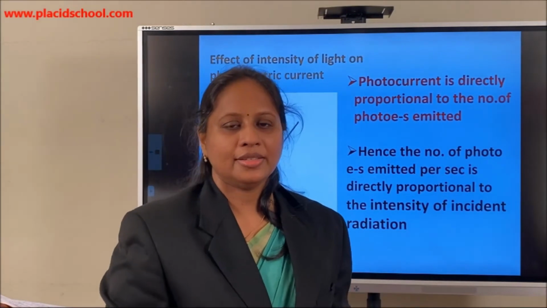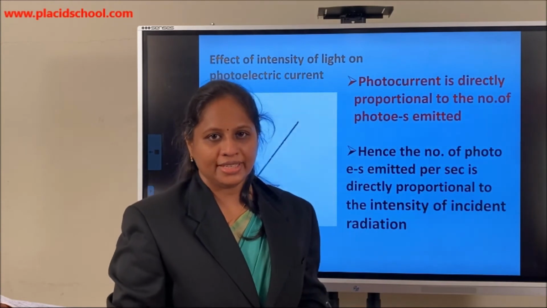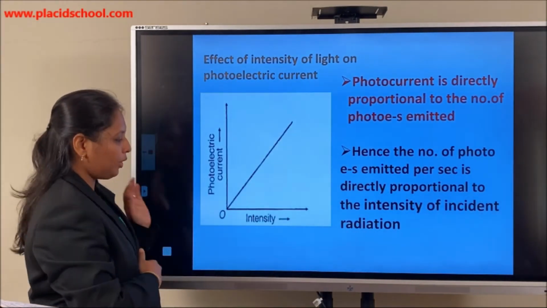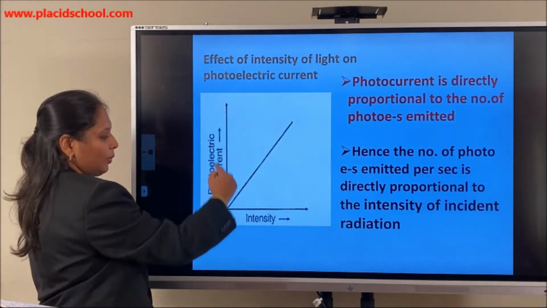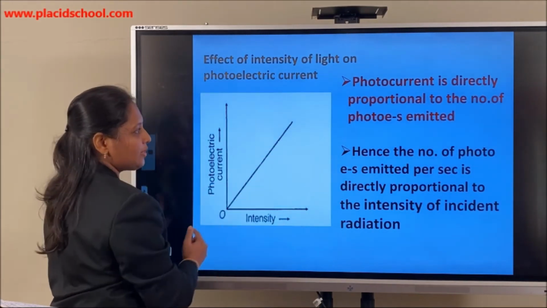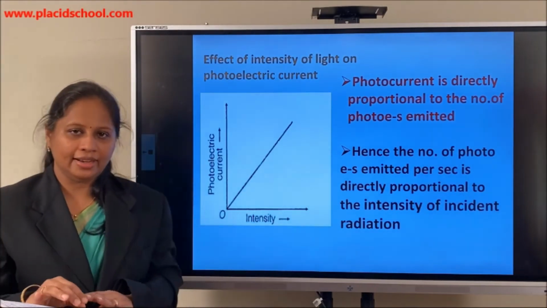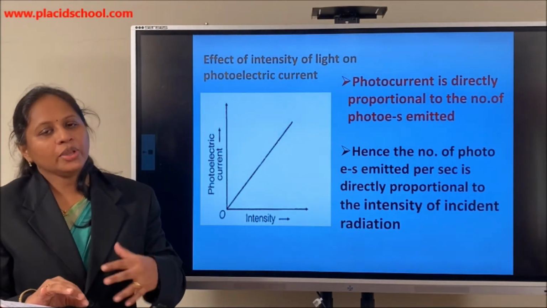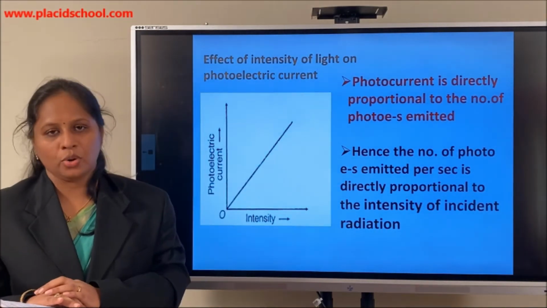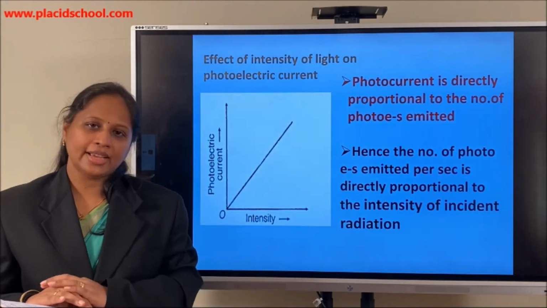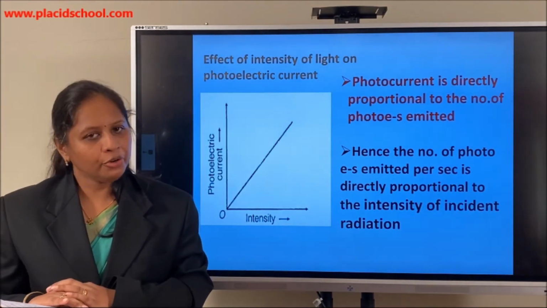Now let us see how the photocurrent varies with the intensity of incident light. When a graph is plotted between intensity of the incident radiation and the photocurrent, we get a graph like this. So the straight line shows that photocurrent is directly proportional to the intensity of the incident light. What does that mean? As you increase the intensity of the light, more and more electrons will acquire that energy from the incident radiation and come out of the metal surface. That is how the photocurrent increases.